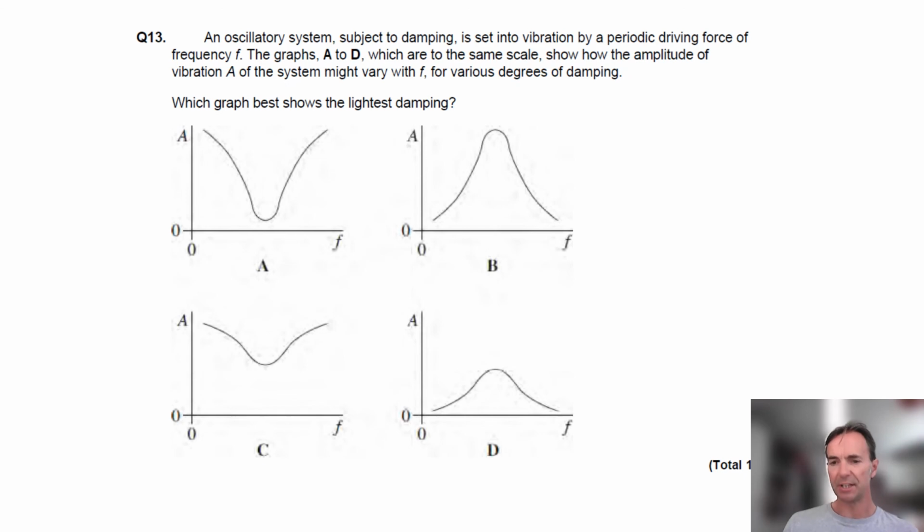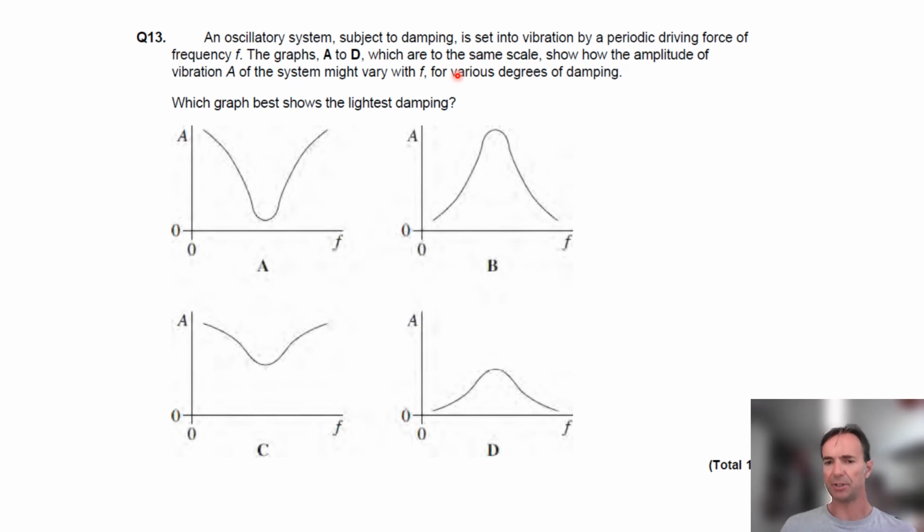And here we are. This is an exam question, multiple choice again. An oscillatory system, basically simple harmonic motion, is subject to damping. Something's happening to it to make sure that it's not swinging freely or bouncing freely. It is set into vibration by a periodic driving force of frequency f. The graphs A to D, which are the same scale, show how the amplitude of vibration A of the system might vary with f for various degrees of damping. Which graph shows the lightest damping?